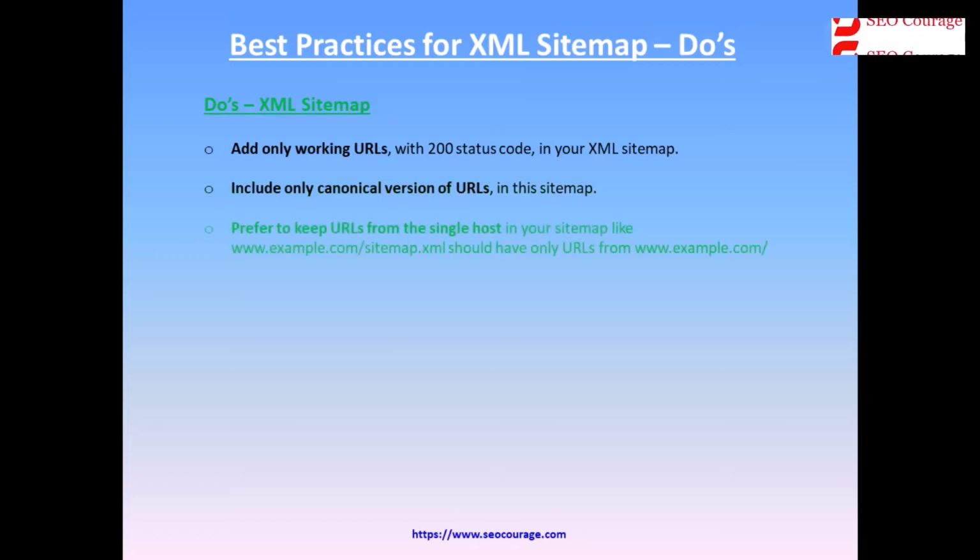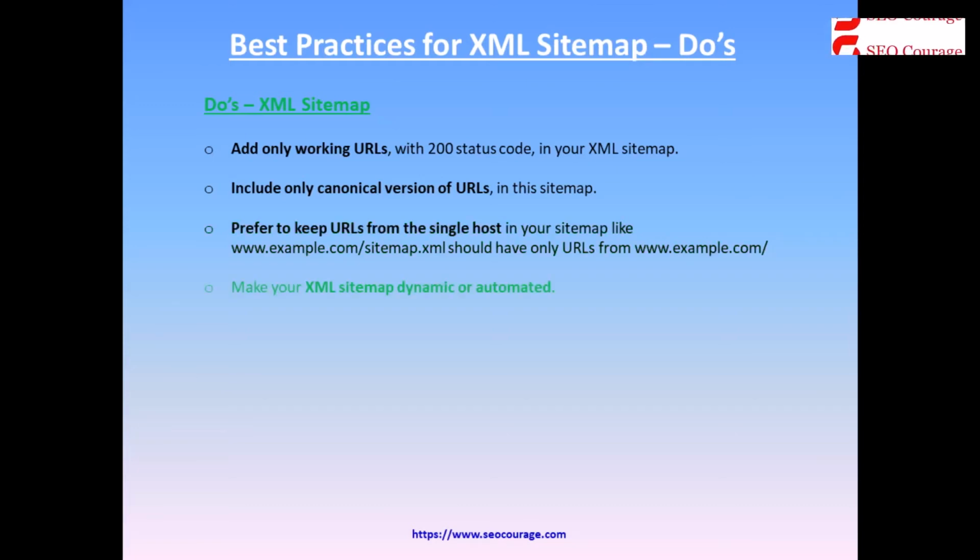The third one is you should prefer to keep URLs from a single host. It means that if you have an abc.com website, then all the URLs on abc.com should be added in the sitemap, not from another host. The next best practice is to use a dynamic or automated XML sitemap, as in this case, if a new URL comes or any URL gets deleted, then automatically URLs will be managed by the XML sitemap. No manual effort needed here.